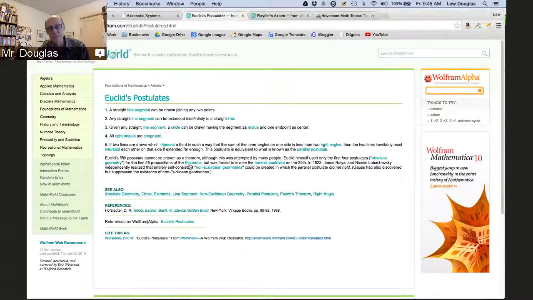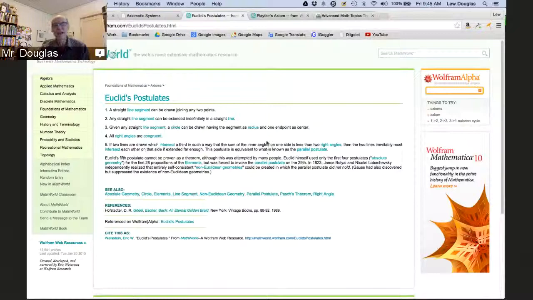You can't prove it from 1 through 4 and all the other things that Euclid did. Euclid tried not to use this when he wrote. He didn't use it until he absolutely had to, which is like Proposition 29 or something like that, because he really wanted to avoid it, but then he realized he just couldn't.